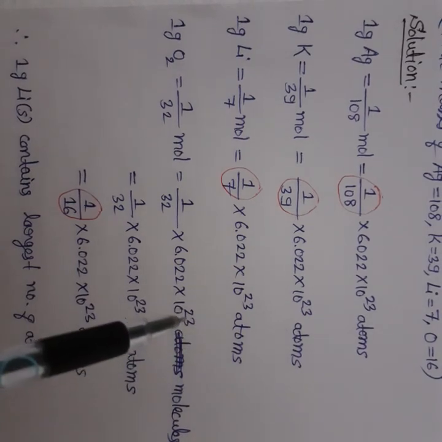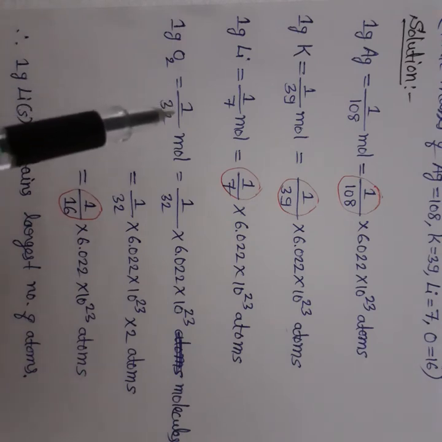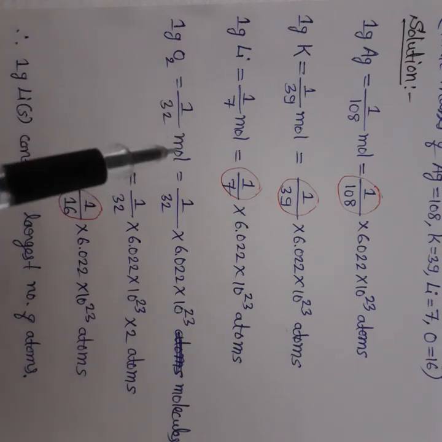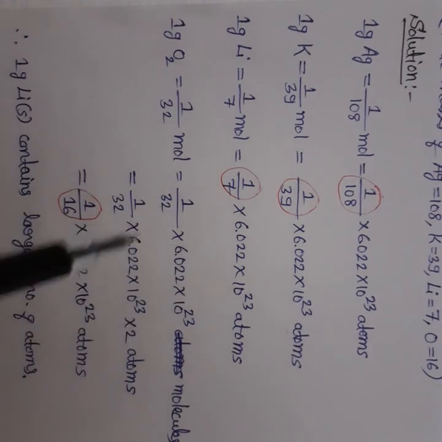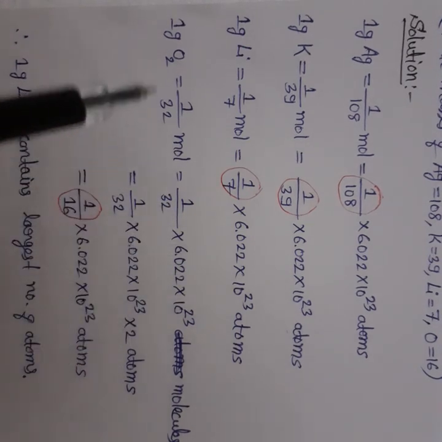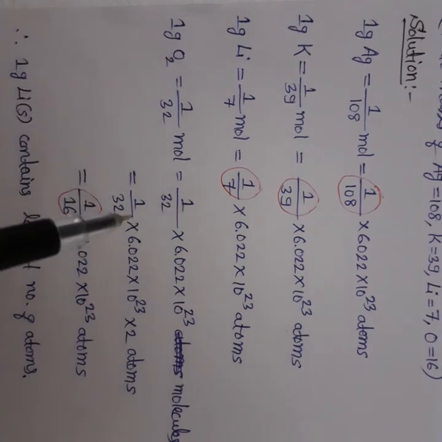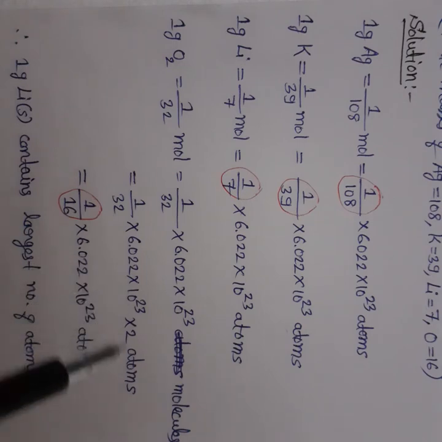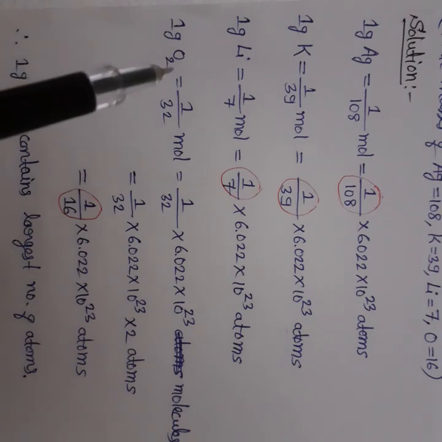This is the number of molecules present in 1 gram oxygen, but we need the number of atoms, so this value should be multiplied by 2, because here two oxygen atoms are there. Hence 1 divided by 32 into Avogadro number into 2 atoms. 2 ones are 2, 2 sixteens are 32, that means 1 divided by 16 into Avogadro number. This is the number of atoms present in 1 gram oxygen.